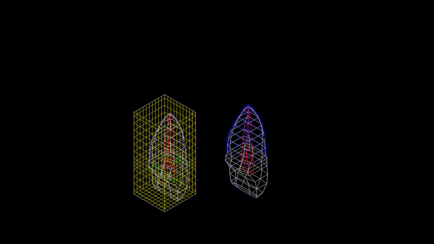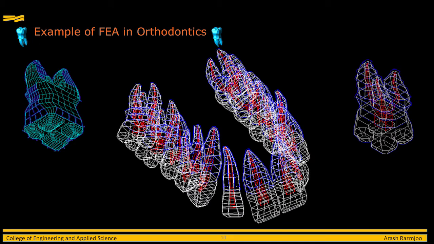Here is an example of finite element analysis in orthodontics. You can see this is the maxillary central incisor, and the red portion shows the pulp of the tooth, and the blue color around the root shows the periodontal ligament, which is an impact damper around the root. This shows the molar with three roots and pulp around the root. And this shows all of the teeth in the maxilla.